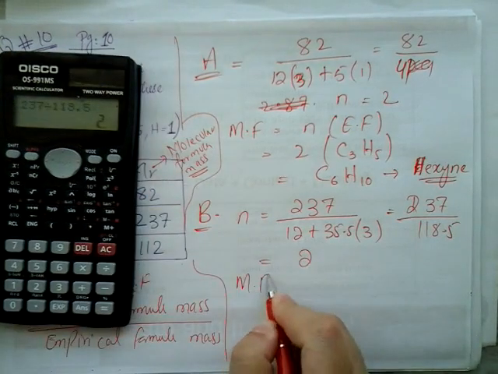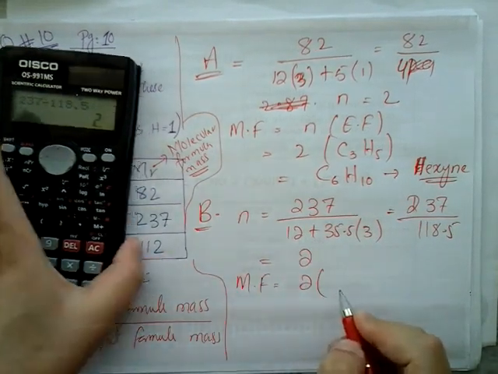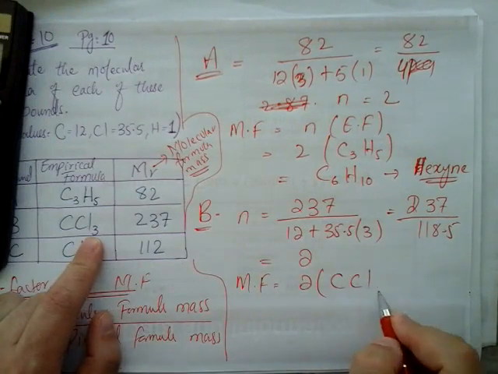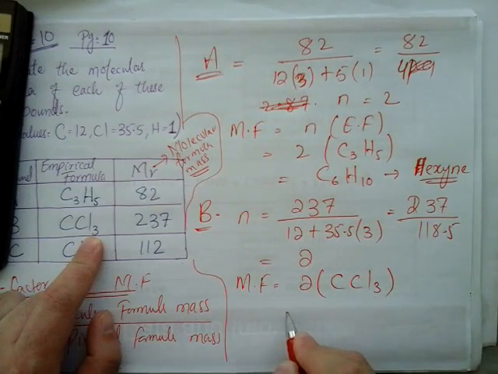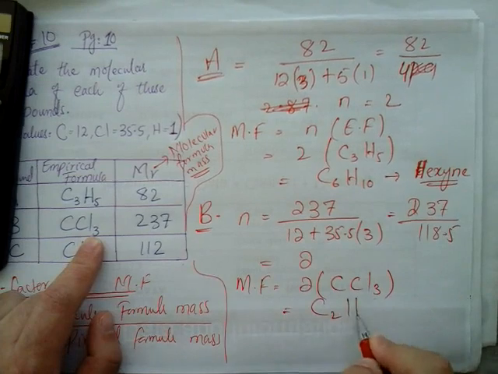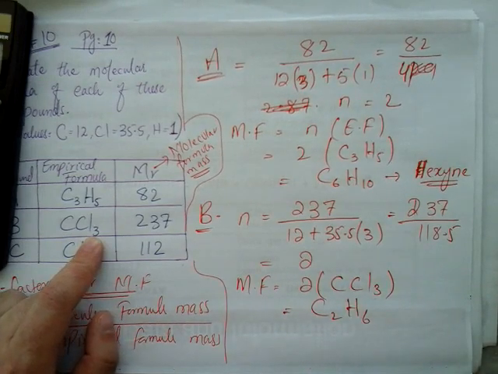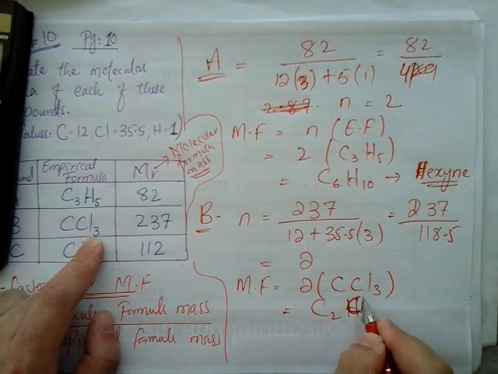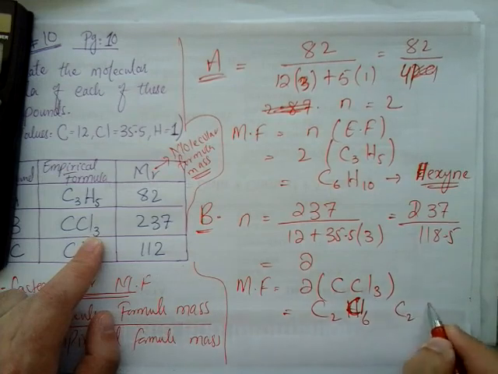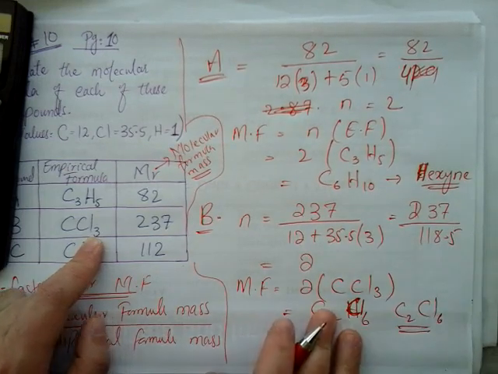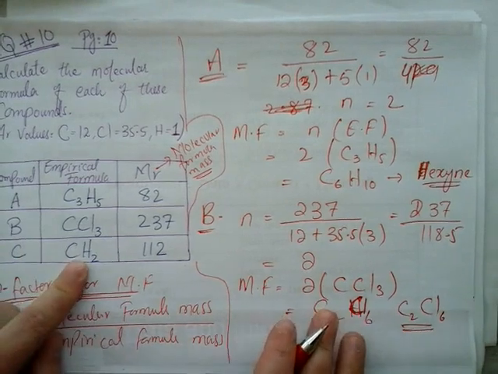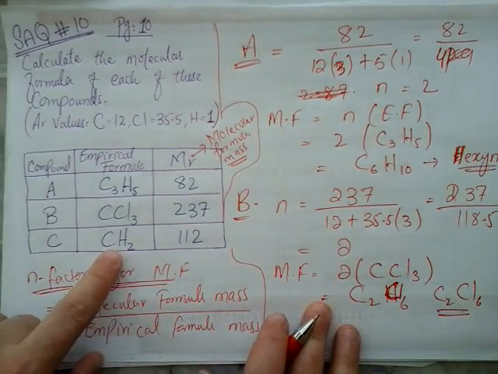So molecular formula would be 2 multiplied by its empirical formula. So C2Cl6. Is that clear? In the same way, you can find the molecular formula of this compound.